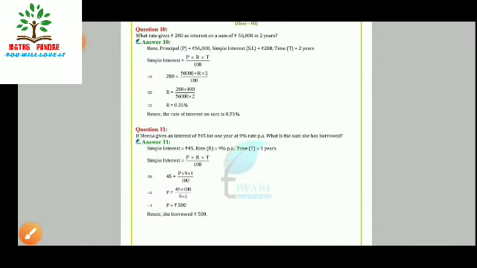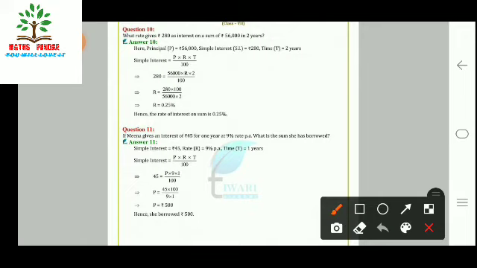Now the next: we have to find what rate gives rupees 280 as interest on the sum of rupees 56,000 in 2 years. So here the principal is 56,000, the simple interest is rupees 280, and the time is 2 years. The formula for simple interest is P into R into T over 100. Putting in all the values: simple interest is 280, principal is 56,000, rate is R which we have to find, time is 2, upon 100. On solving this, R is equal to 0.25%. So hence the rate of interest on the sum is 0.25%.